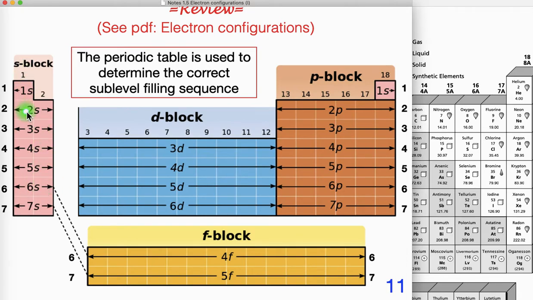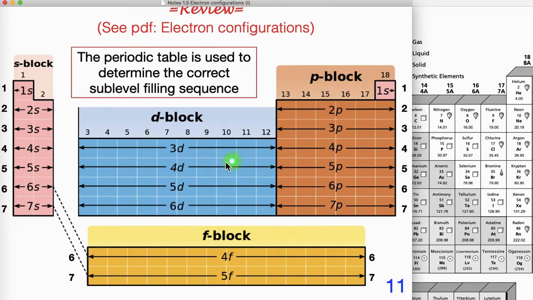The S blocks all have only 2 elements in each one, and that corresponds to the 2 electrons that are in an S sublevel. The P block has 6 elements, which corresponds to the 6 electrons in the P sublevel. 10 electrons in the D block, and 14 electrons in the F block. Now the goal here is to be able to determine an element's electron configuration based upon its location on the periodic table. So for example, this element right here would end in 3s1, 3s2. Element right here would end in 3p1, 3p2, 3p3.